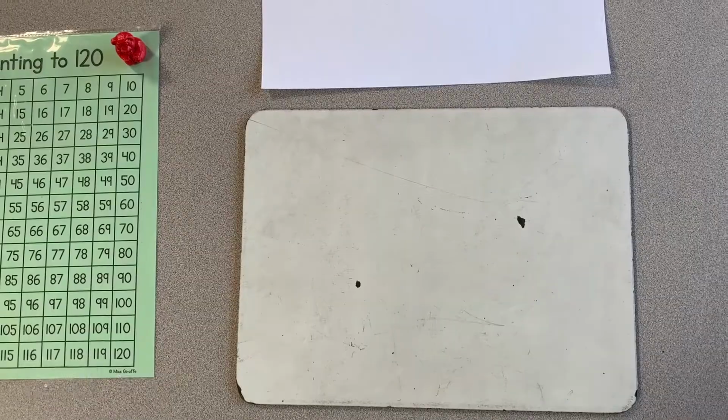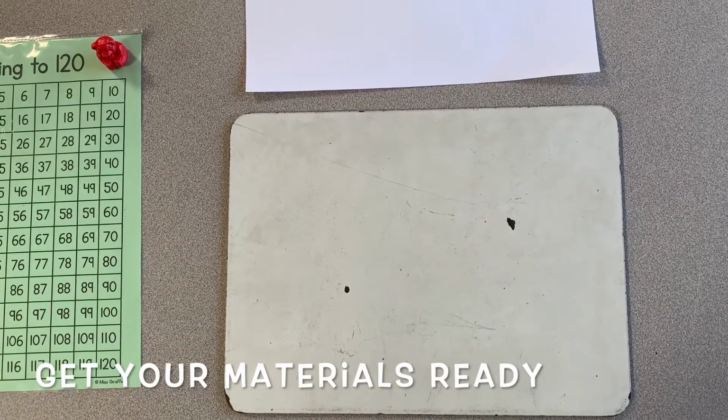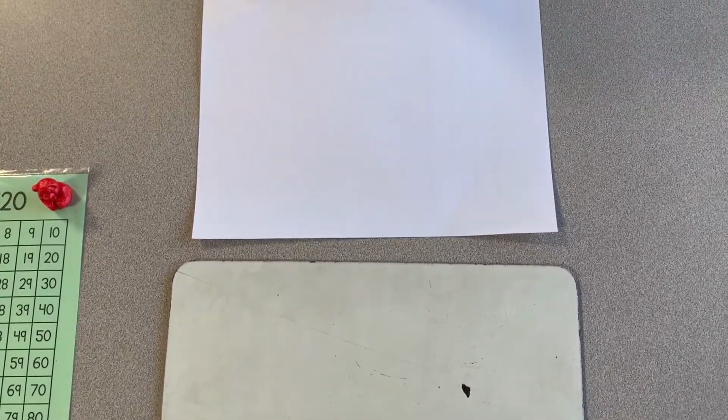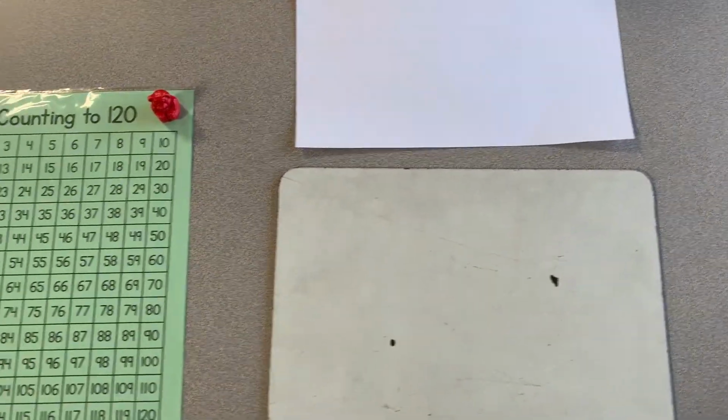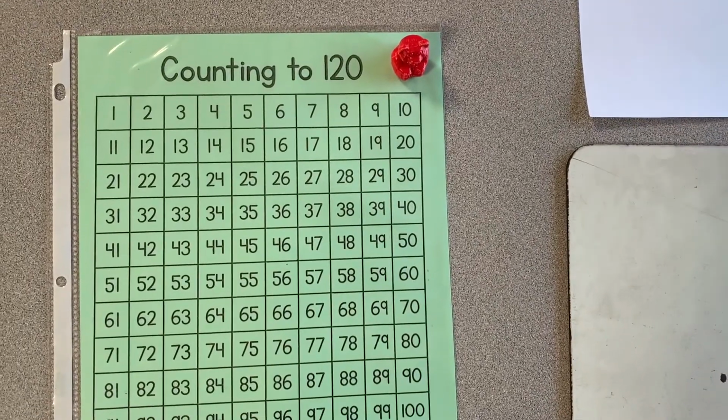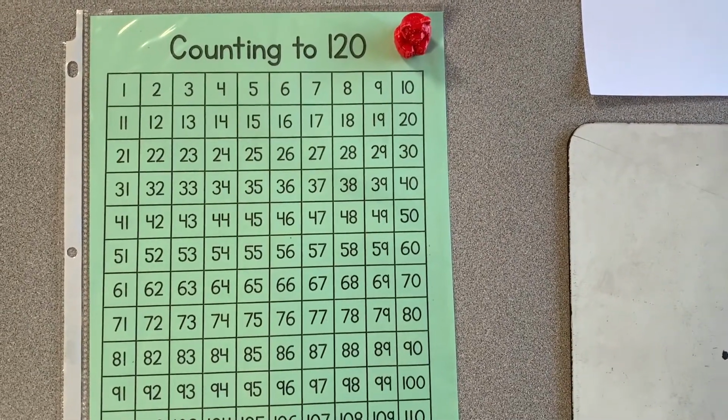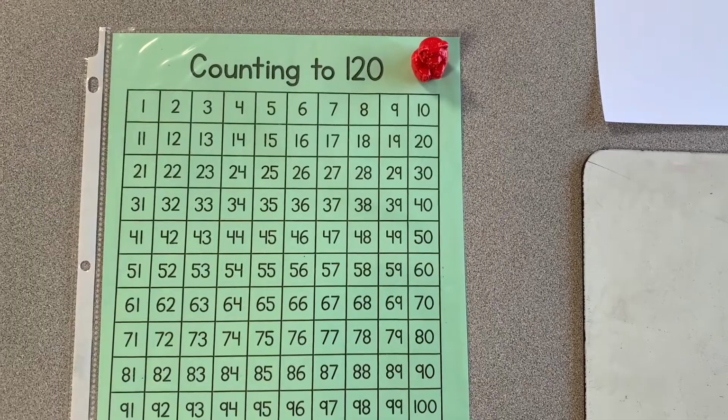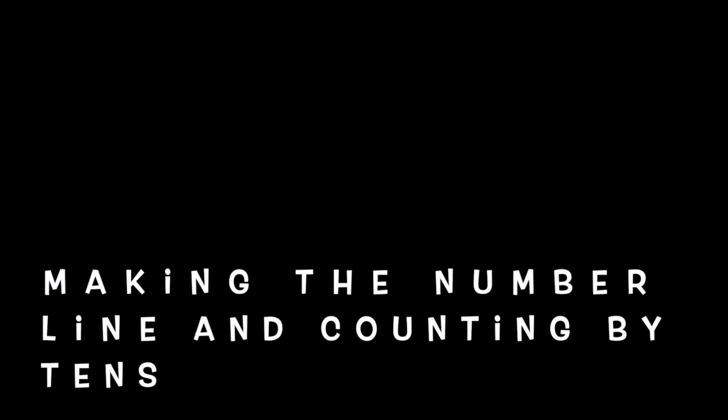Let's do it. Today you're going to need your mini whiteboard and/or a piece of paper for taking some notes, and your counting to 120 sheet or your hundreds grid to help you keep track of those decade numbers.